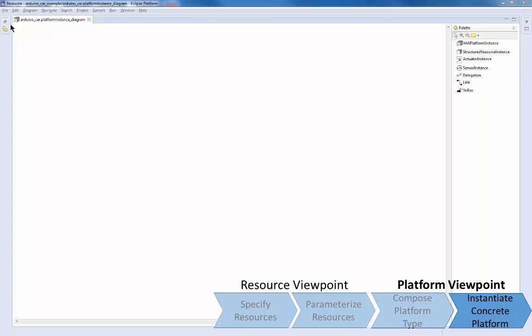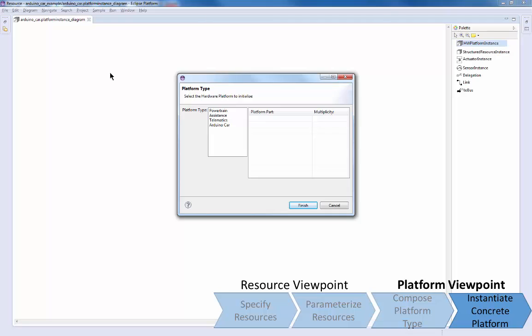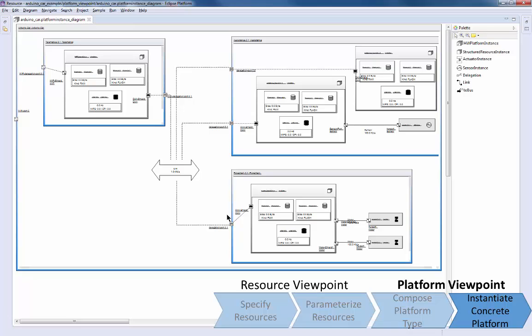Finally, a concrete platform instance of the Arduino car is created. The concrete platform is instantiated based on the former specified multiplicities. For instance, an Arduino car including the optional assistance and telematics system. Here we see the automatically created instance of the Arduino car and its subsystems.